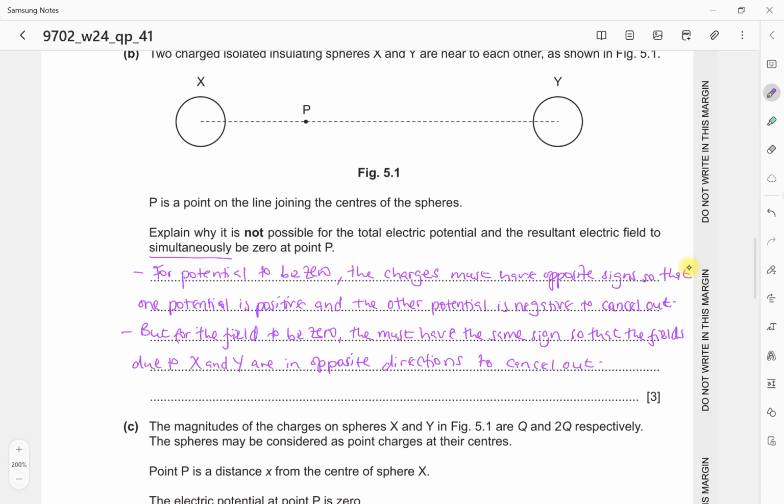And of course, it's just common sense that charges cannot be both positive, and again one positive and one negative at the same time. It's practically not possible. So since the signs of charges cannot simultaneously be both the same and again opposite, then it is not possible.